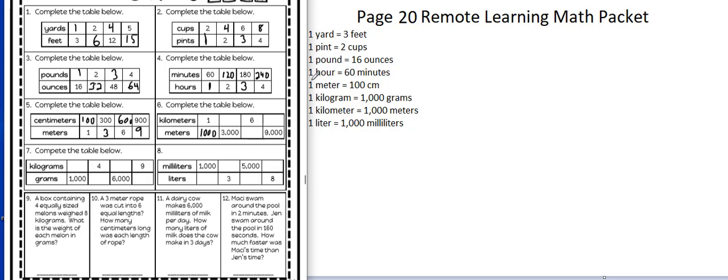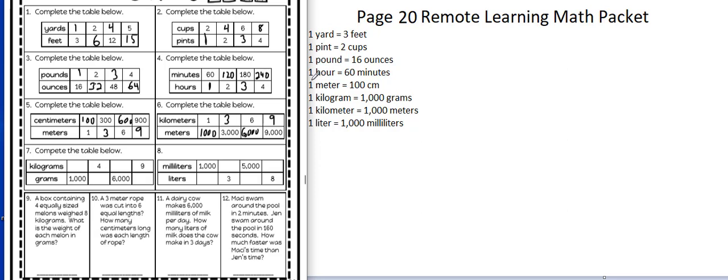3,000 meters would equal how many kilometers? Well, I would do 3,000 divided by 1,000. So that would be 3. How many meters are in 6 kilometers? Well, if 1 kilometer has 1,000, 2 would have 2,000. So we just multiply 6 times 1,000. That would give me 6,000. And now 9,000 divided by 1,000. 9 kilometers equals 9,000 meters.